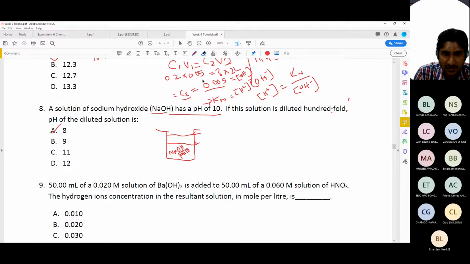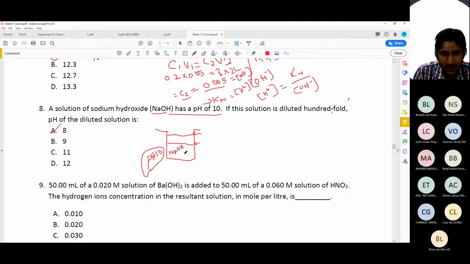The pH was 10 in the solution. So you are not diluting or changing the pH. The pH is the effect of the cause that you do on the solution. All right.